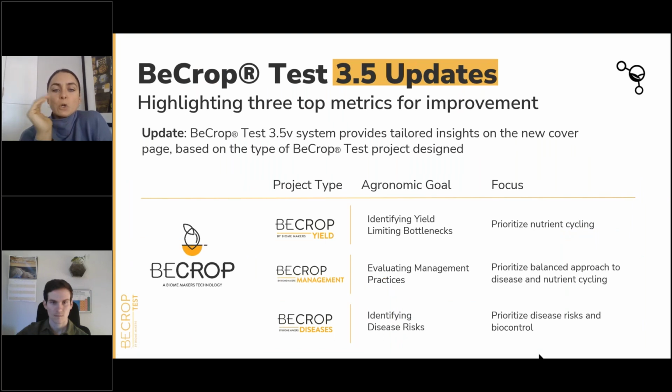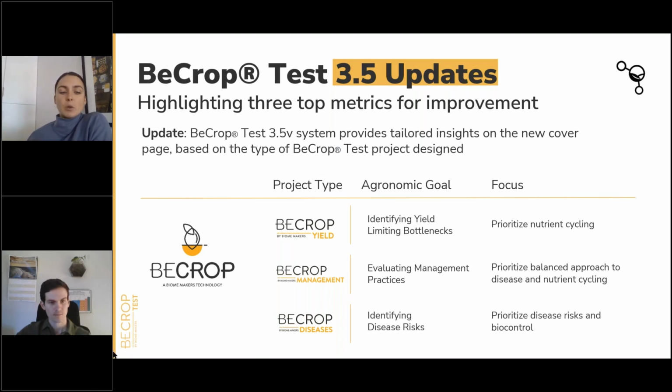So before we dive into the reports themselves, part of these updates is also having an ability to look at specific outcomes or goals within the projects that you're working on, whether that's at the field level or the farm level. So we have different project categories. Based on what project category you select, which is optional, but is something that you can do to have more specific reports, there is yield, which will help identify yield limiting bottlenecks, like nutrient mobilization is usually a really big one.